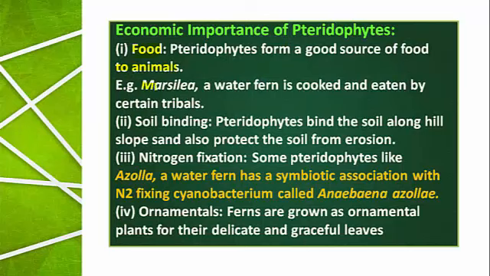For example, Marsilea is a water fern cooked and eaten by certain tribals. Not only animals, even humans consume pteridophytes as a source of food. The one example mentioned is Marsilea. It is also a member of pteridophytes, but it grows in water and is commonly known as water fern. This particular Marsilea is cooked and eaten by certain tribal communities.